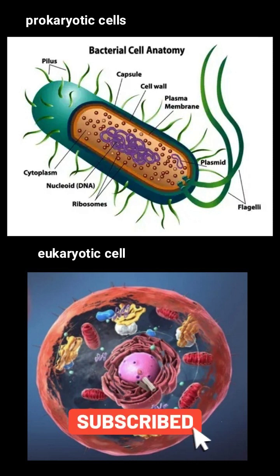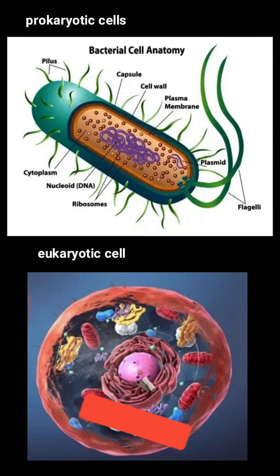The structure of the cell membrane is also different between the two types of cells. Eukaryotic cell membranes are composed of phospholipids and proteins and are typically more complex than prokaryotic cell membranes, which are made up of a simpler lipid bilayer.